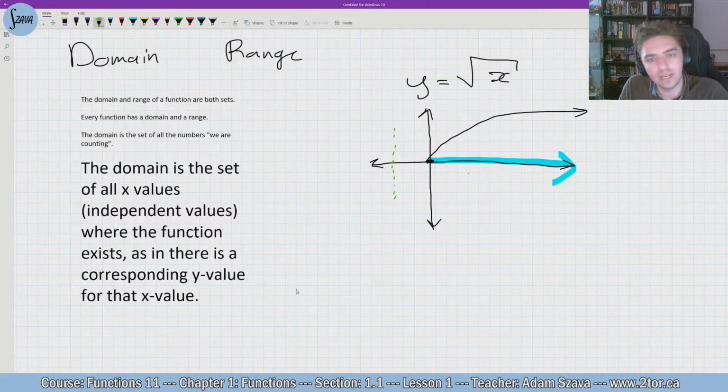This x value right here, this green line, not in the domain. There is no corresponding y value to that x value. What about this one? That is in the domain. This one too. In the domain? Yep. In the domain? Yep. Because there's a corresponding y value for all these x values. Oh, this one, not in the domain. 0, that's in the domain, because the square root of 0 is 0. So there is a corresponding y value for that x value.